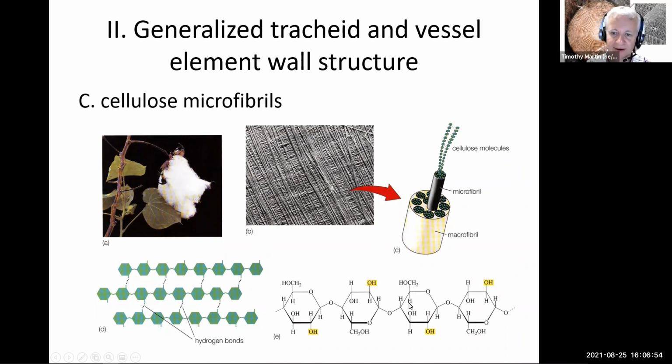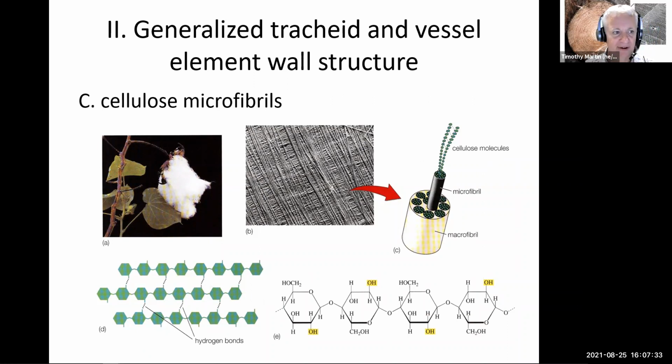Cellulose is a polymer of glucose molecules that are covalently bonded together. It may consist of hundreds to thousands of glucose molecules strung together. Those cellulose molecules then tend to coalesce into microfibrils that are bonded to each other by hydrogen bonds. So this is part of a cellulose molecule. This is another cellulose molecule, and they tend to bond together with hydrogen bonds.